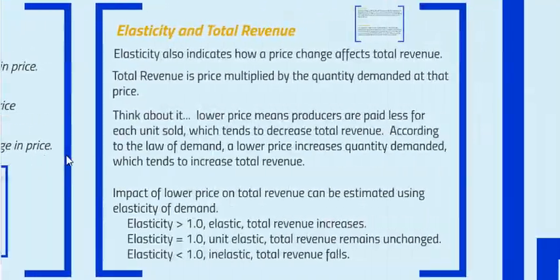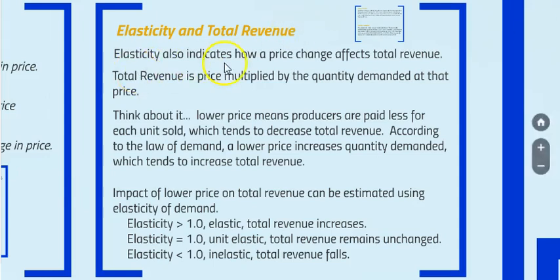There we go. Elasticity and total revenue. If you remember, total revenue is the price multiplied by the quantity demanded at that price. So if they sell 10 fries and the price is $10, the total revenue is $100.